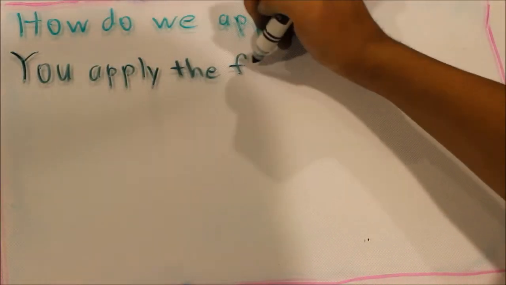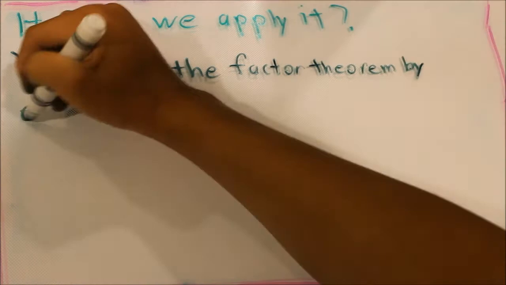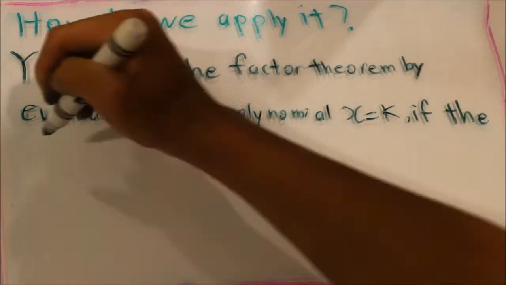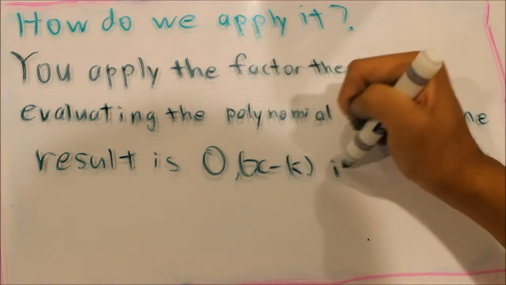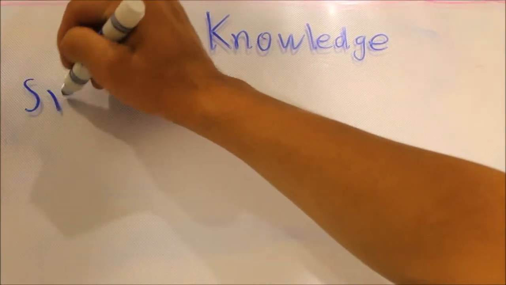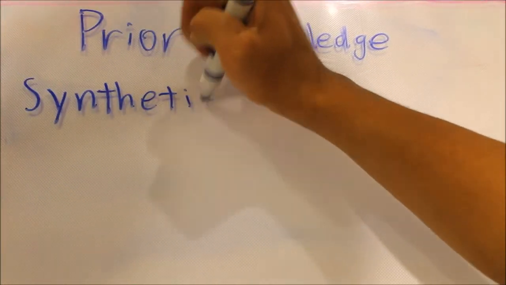How do we apply it? You apply the factor theorem by evaluating the polynomial at x equals k. If the result is 0, x minus k is a factor of the given polynomial. Students must be able to do synthetic division.